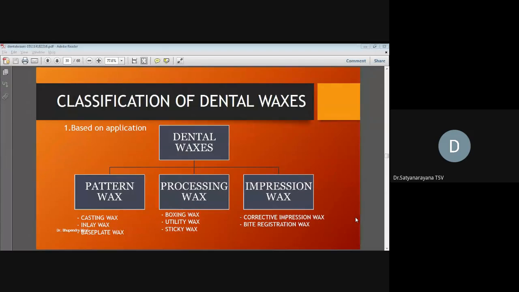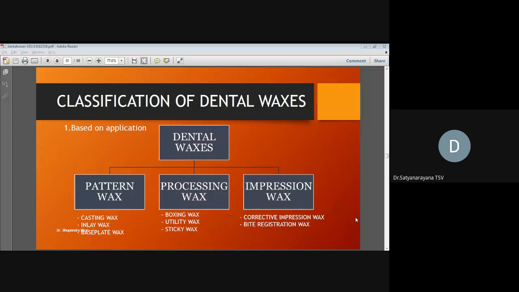Another wax based on use in dentistry is impression wax. That is used for impressions. Instead of impression material, you can slightly add wax there and fill any minor defects which have come. You can fill it with wax. Understood? That wax is called corrective impression wax. Suppose you are using it for bite registration, then it is called bite registration wax.